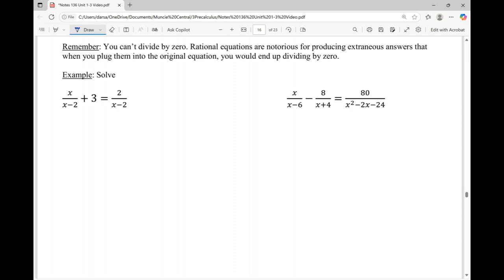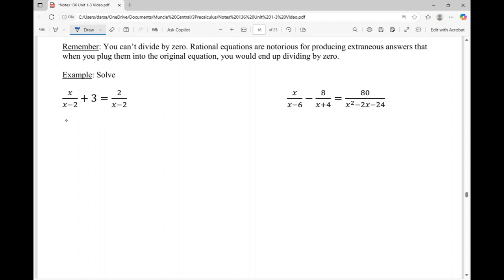Let's look at another example of solving a rational equation, and this one tricks people a little bit. So we're looking at x over x minus 2 plus 3 equals 2 over x minus 2. Now, how do we solve rational equations? We clear the denominators. How do you clear denominators? You multiply all the terms, all the rationals, by the common denominator in the numerator.